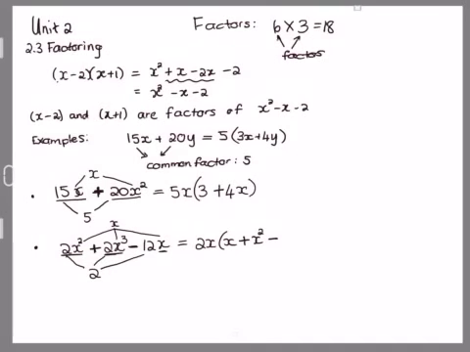Now, 2 times what gives me 12? A 6. x times what gives me x? Well, just 1. In other words, you just keep the 6. Right, we will not do factoring of trinomials. It is just the common factor is the only kind of factoring we can do. So that is our section on factoring.